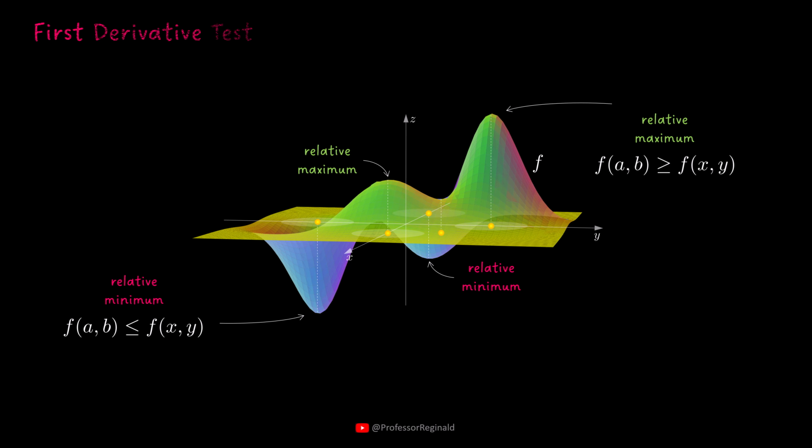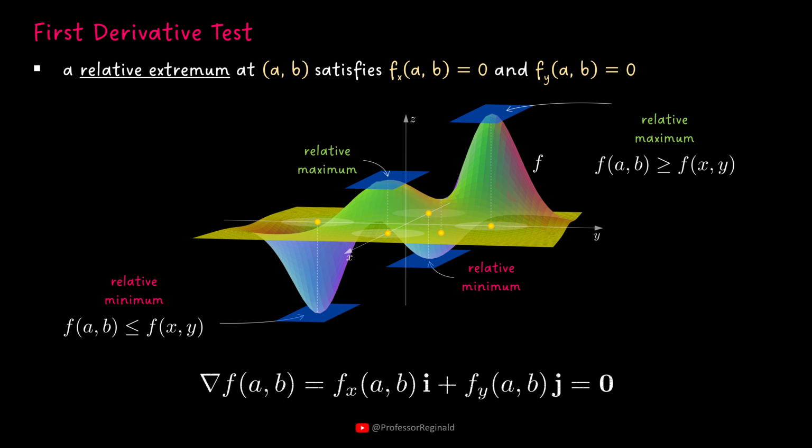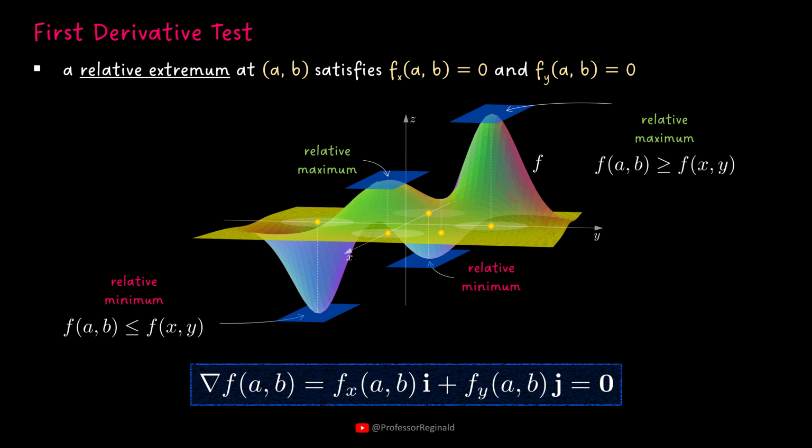First derivative test. This test confirms that a relative extremum at a point satisfies these two equations for stationarity. That is, if there is a relative extremum at a point, then that point is a stationary critical point of the function. These two equations can be combined into a single vector equation, which means that at a relative extremum, aside from sitting at a stationary critical point, the gradient of the function at that point is the zero vector.